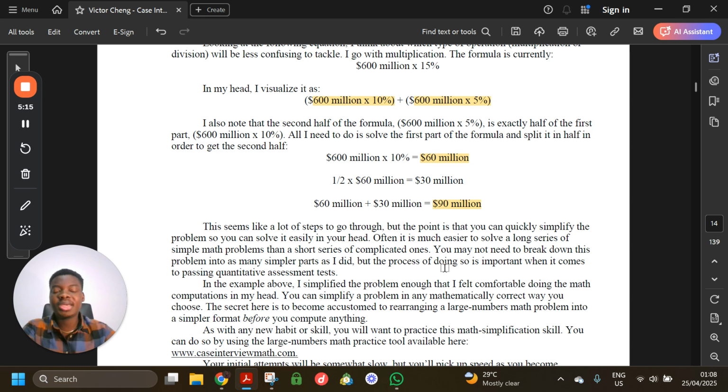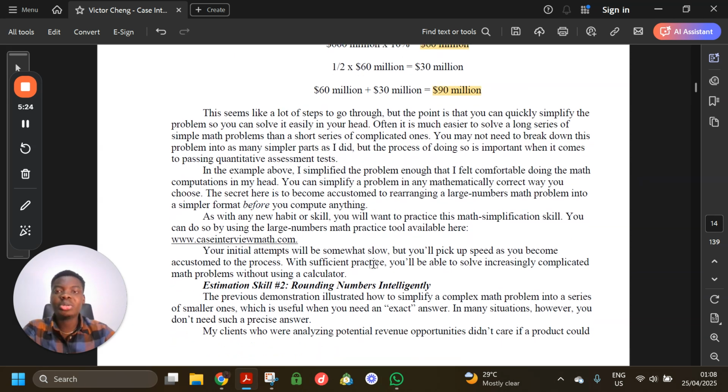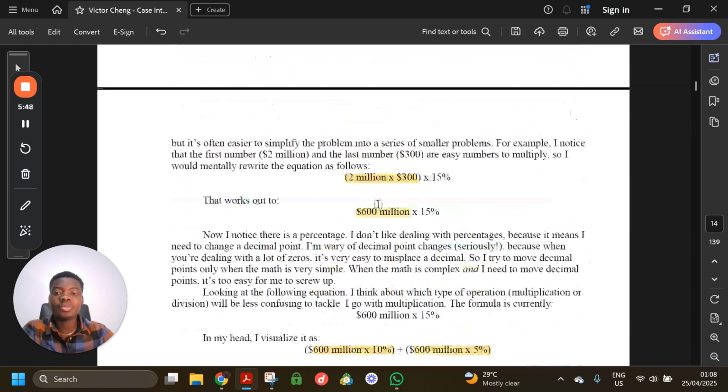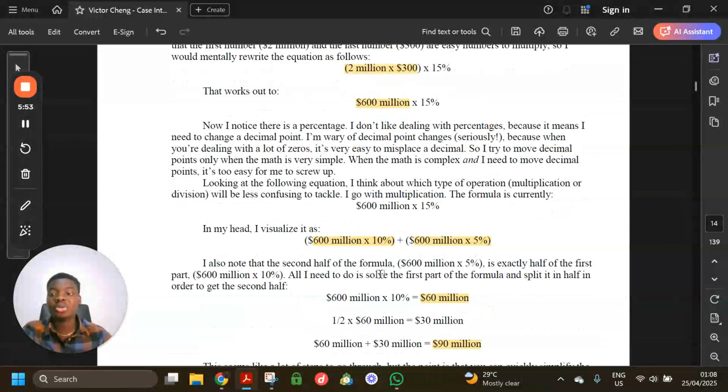The point Victor is trying to make here is that while it might look like there are so many steps to go through to just calculate this, especially when you're under a time crunch, it's better to first rearrange the problem in such a way that it's easiest for you to solve, and then follow some sort of structure that comes from prior practice or preparation to break down that problem and make sure you're not making a mistake. Because again, the key to this type of problem is that you need to get a precise number. So here, your accuracy is going to be tested.